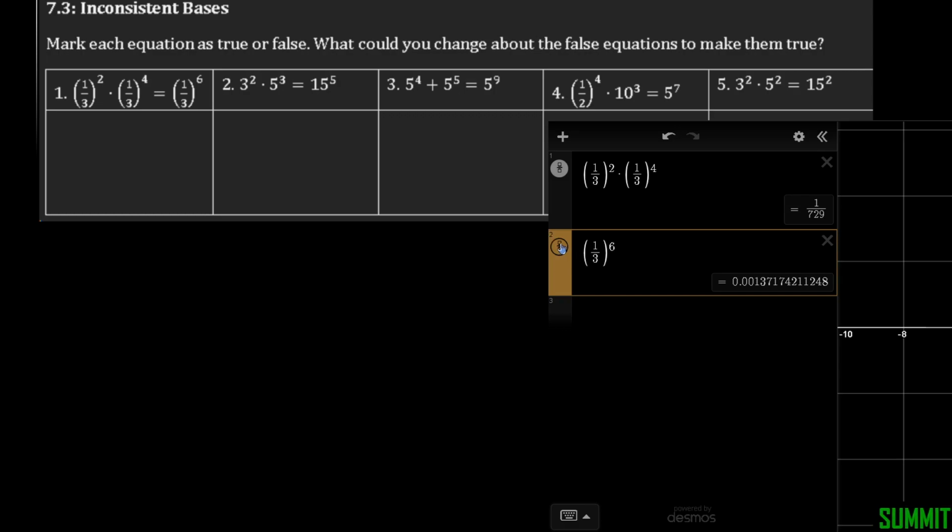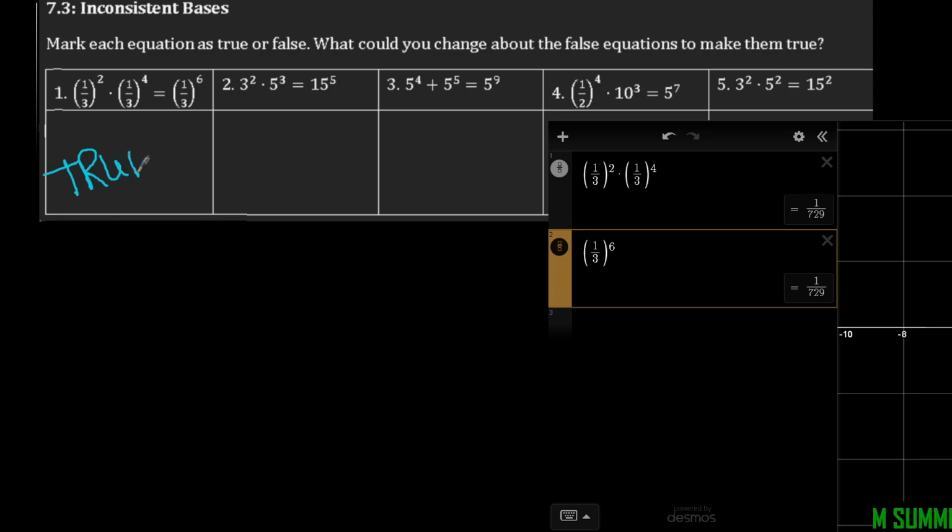Notice how I have two separate lines here, but since these two numbers are the same, these two are going to be equal. So I'm going to write in that this first one is going to be true.